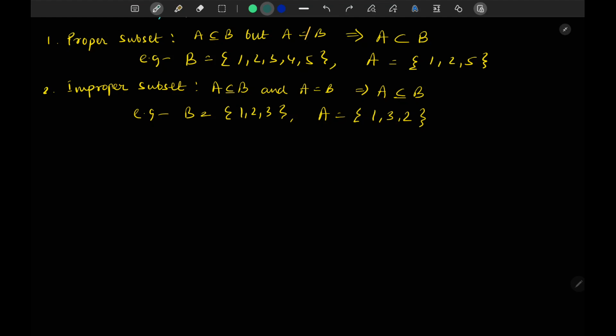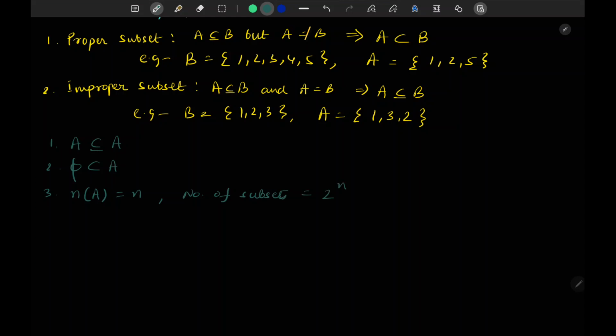Now there are a few things you have to note in case of subsets. The first thing is every set is a subset of itself. That means every set A is an improper subset of itself. The second thing is the empty set is a subset of every set, so phi is a proper subset of any set A. The third thing is a set which consists of n elements has a total of 2 to the power n subsets. So for example, a set A has n elements, or the cardinality of the set A is n. Then the number of subsets it will have is 2 to the power n.